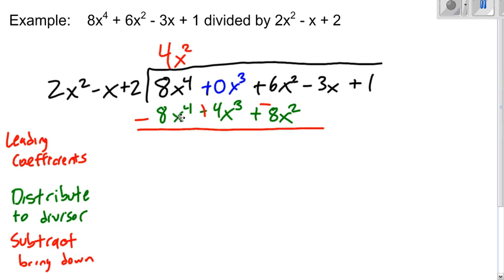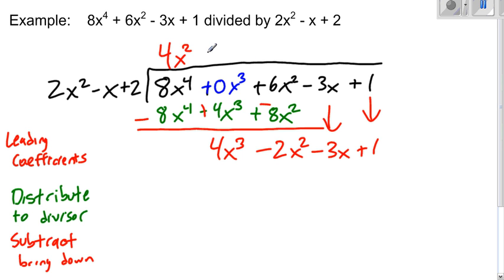8x to the fourth minus 8x to the fourth is 0. 0x cubed plus 4x cubed is 4x cubed. 6x squared minus 8x squared is negative 2x squared. And you can bring down the other minus 3x plus 1. Now we're again going to start over. Look at the leading coefficients. 4 divided by 2 is 2. It's positive.